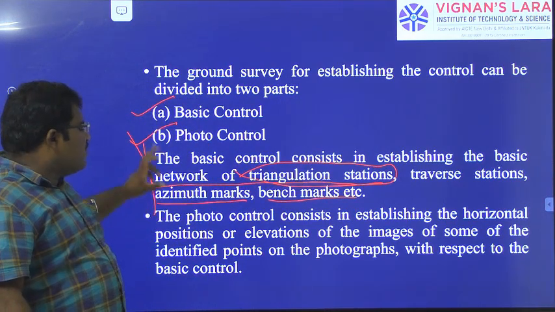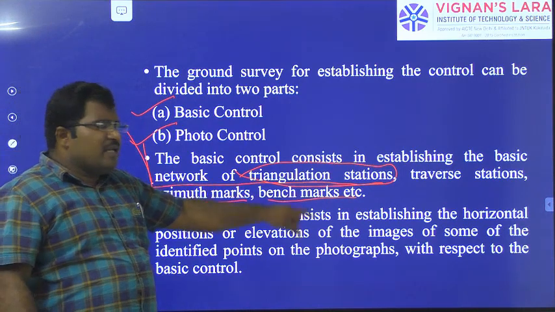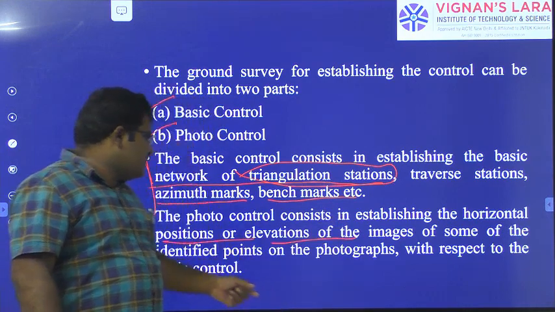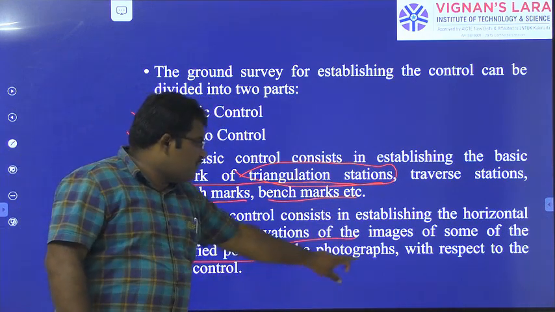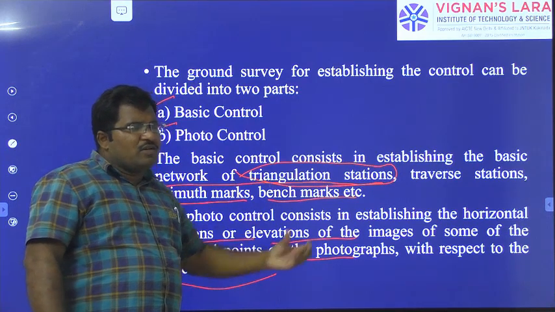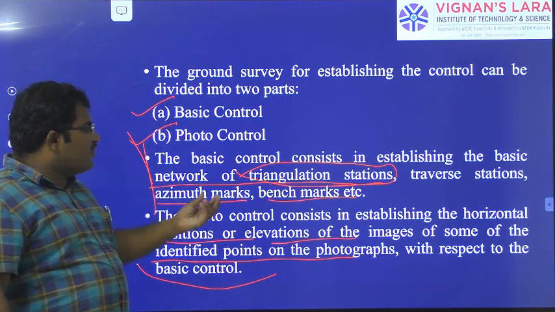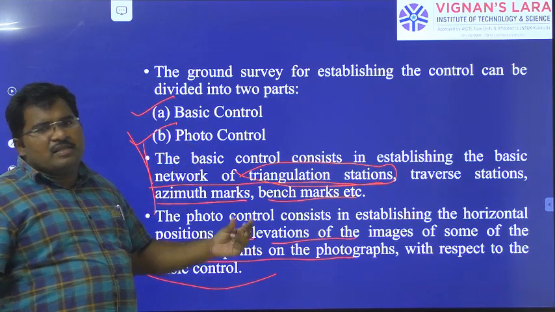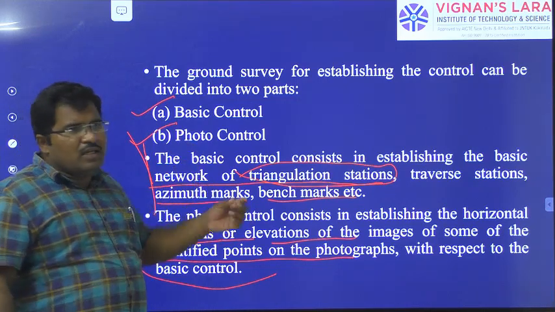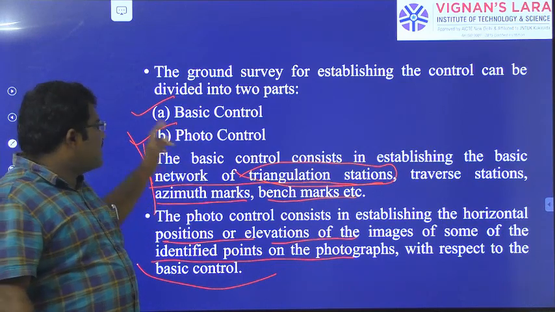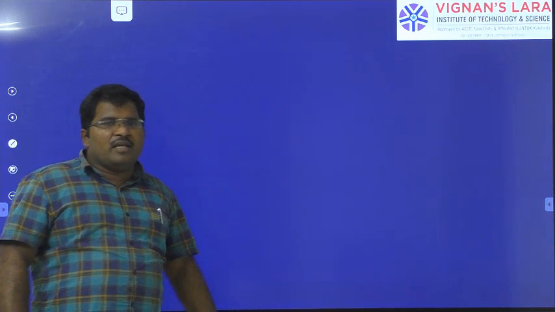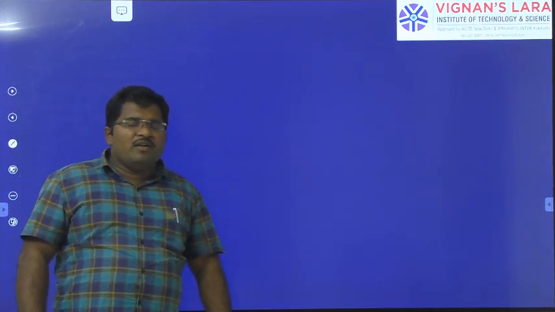Next, coming to photo control, it consists of establishing horizontal positions or elevations of the images of some of the identified points on the photograph with respect to the basic control. To locate some object in the photograph, we want to know the horizontal position or the elevation, the height, of an object in the case of photo control. So this is all about aerial flight planning for aerial photogrammetry.